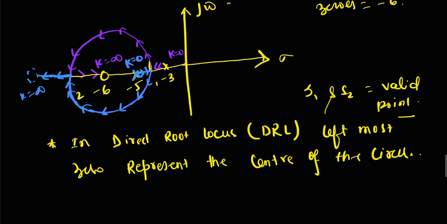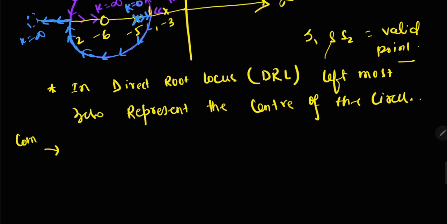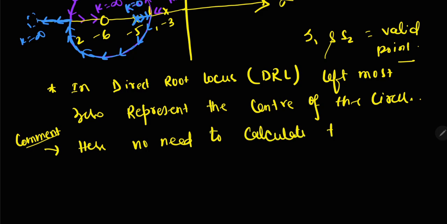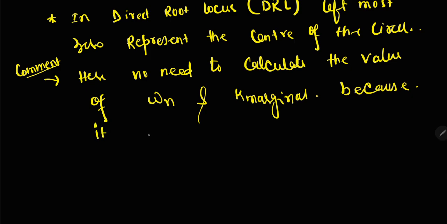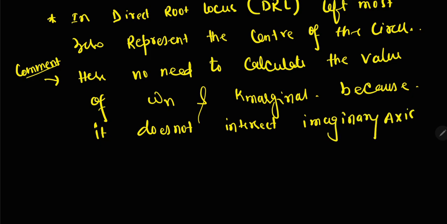Now here there is no need to calculate the value of omega n natural frequency and K marginal, because it does not intersect the imaginary axis. Okay, thank you, all the best.